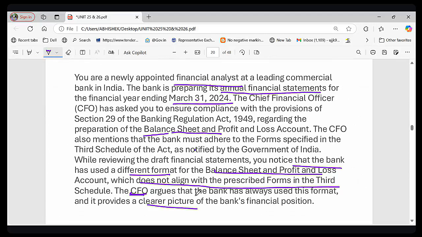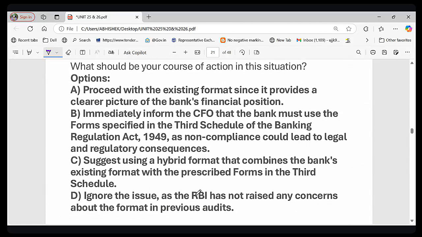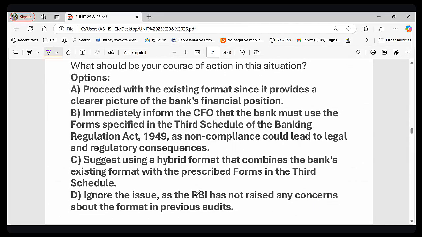Now let's see the question. The question is, what should be your course of action in this situation? Option A, proceed with the existing format since it provides a clear picture of the bank's financial position. Option B, immediately inform the CFO that the bank must use the form specified in the third schedule of the BRA. Option C, suggest using a hybrid format that combines the bank's existing format with the prescribed form. Option D, ignore the issue as RBI has not raised any concern about the format in previous audits.